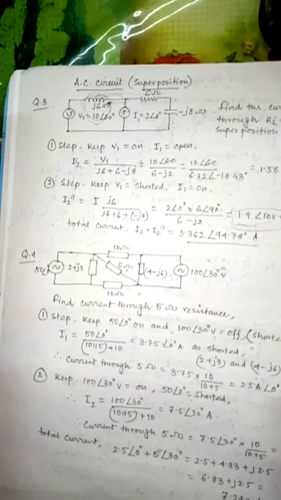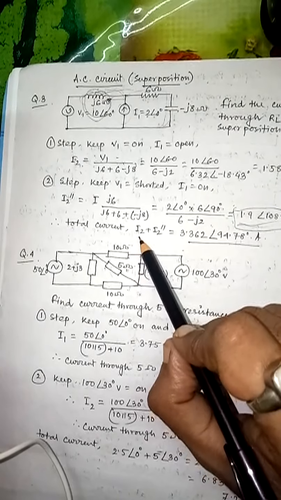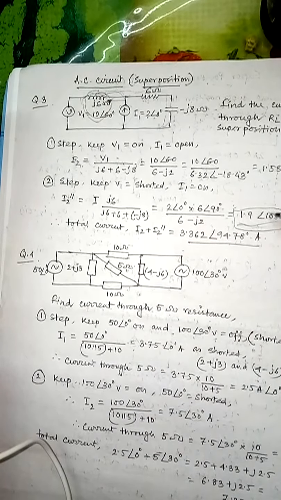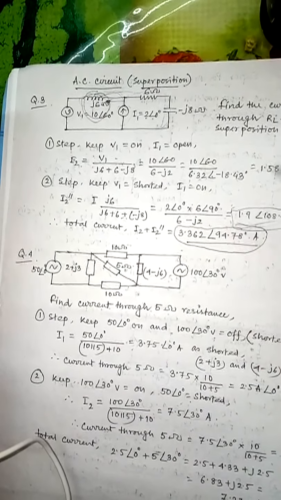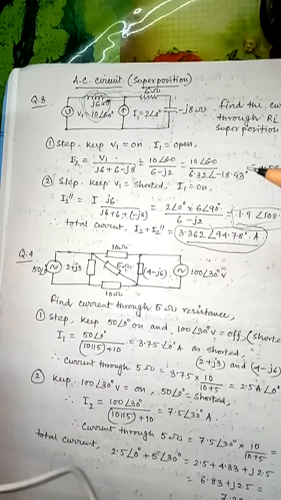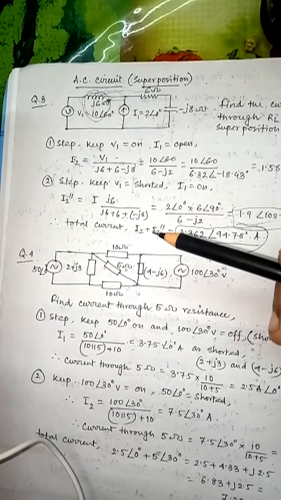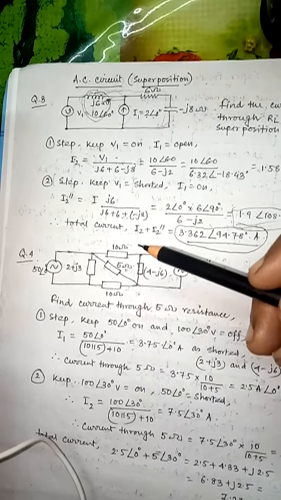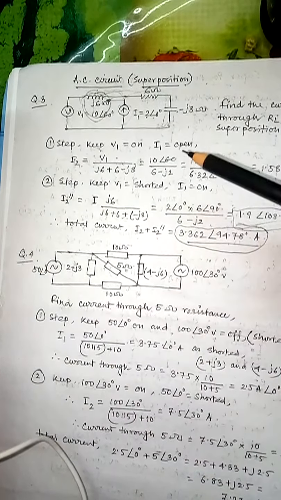Now for the final answer, it should be I2 plus I2 dash, so you add these two values. This is the final answer. So using the superposition theorem, the AC current can also be calculated, as you have seen in this problem. In the next lecture, I will give you more examples on the different theorems. For today, we will have one more problem, question number 4.